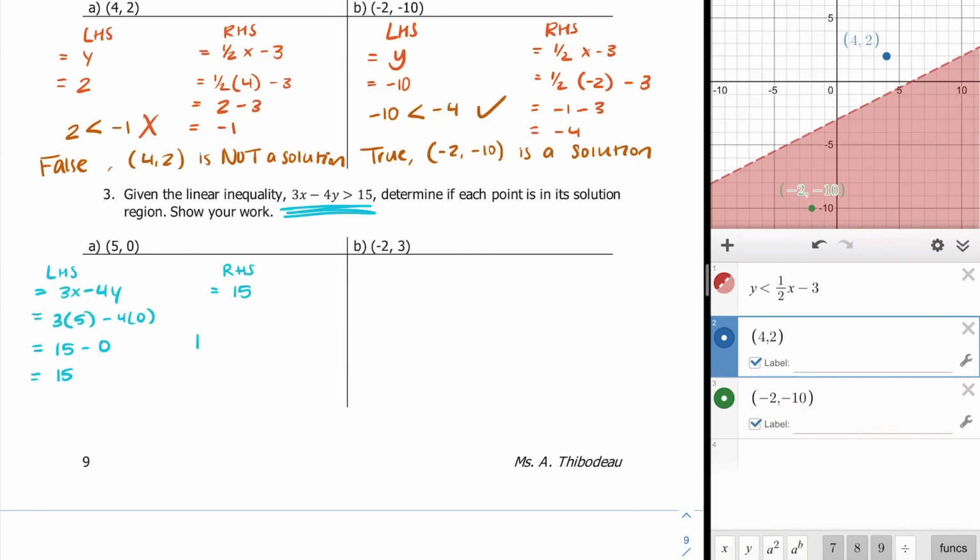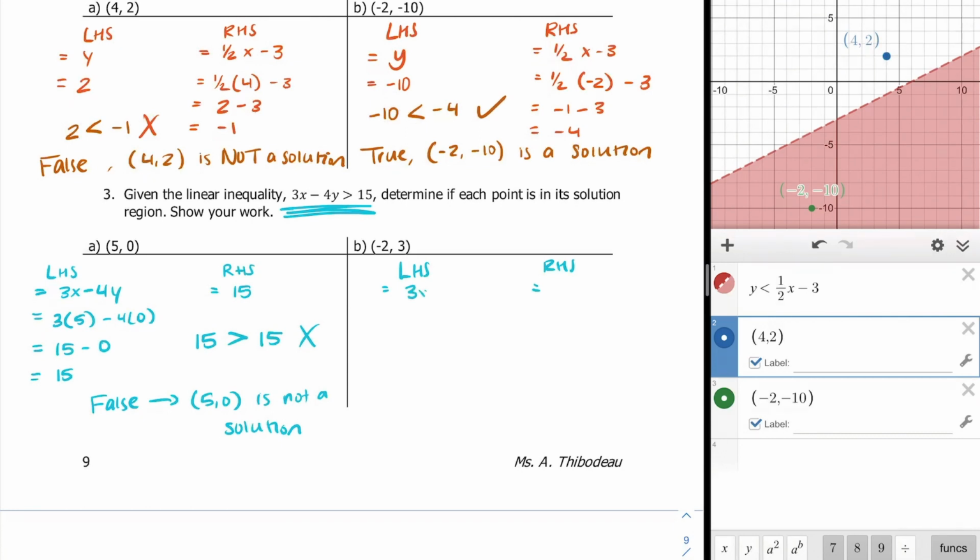Life is good. So I'm going to double check that my inequality is accurate. It suggests that my left-hand side, my 15, should be greater than my right-hand side, which is also 15, but it's not greater than, they're equal to, and that's not what the inequality suggests. So this is false, which means my point, my 5, 0, is not a solution. Okay? We have one more left to go, and then we'll be done.